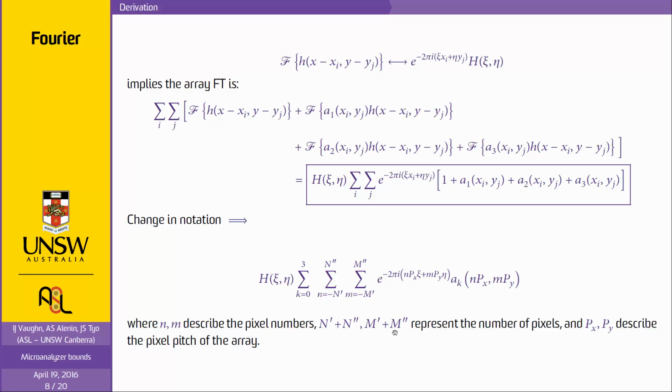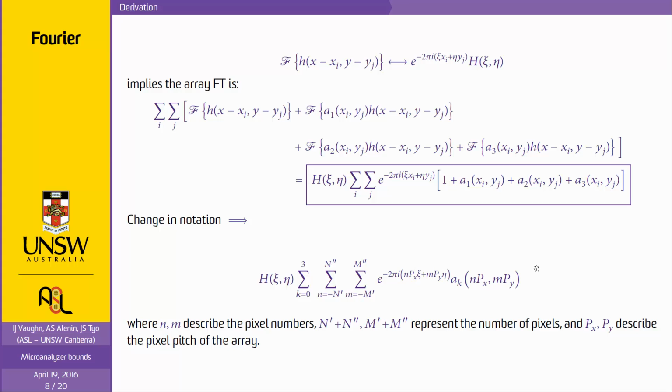The Fourier transform of some arbitrary shifted pixel shape function goes to some sinusoidal term multiplied by the Fourier transform of the pixel shape function centered at 0, 0. Then we can go through some algebra, and we obtain this expression here. We have the Fourier transform of the pixel shape function multiplied by the double sum of some sinusoidal terms, and then multiplied by analyzer parameters at each specific pixel. We can change notation to make this look more like a Fourier series. It's not a full Fourier series because we have a finite summation here.